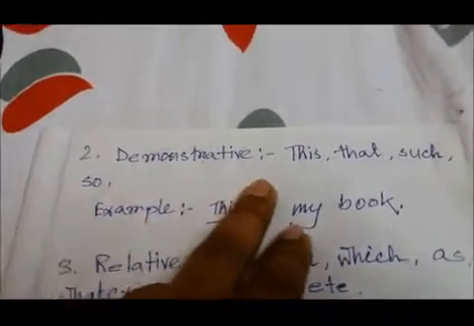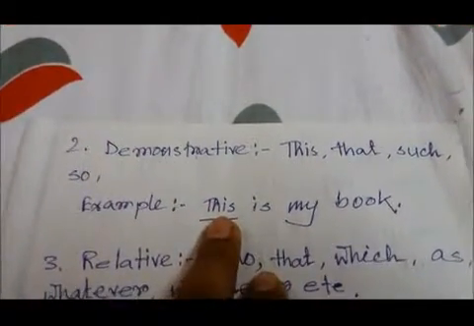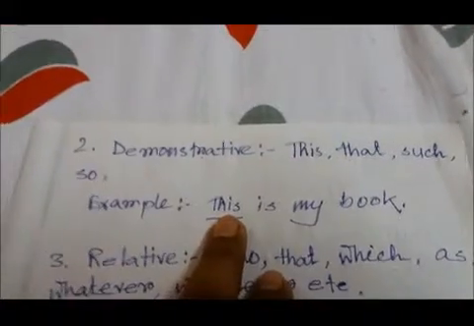Demonstrative pronouns. Examples are this, that, such, so. Example: This is my book. It is used for lifeless things. This is my book. This is a demonstrative pronoun.